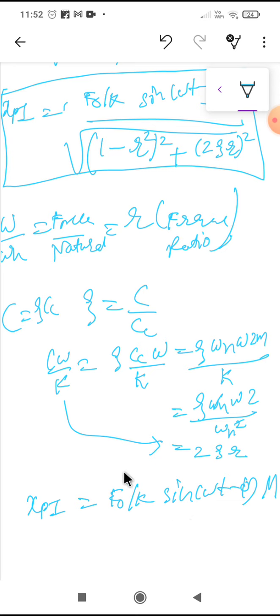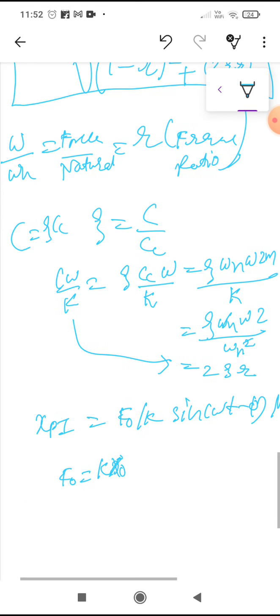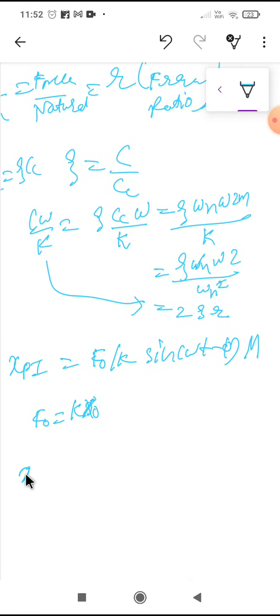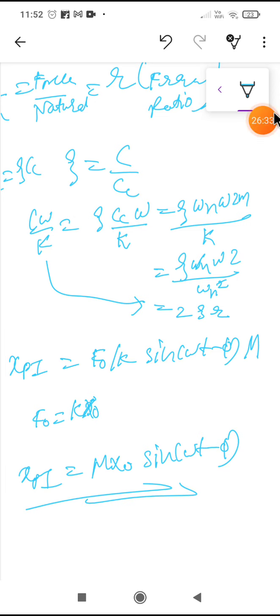And now what is f0 by k? As we know, f0 is equal to k x0, so f0 by k will be x0. So we can also write xpi is equal to M x0 sine omega t minus phi. So this is our final equation for the particular integral.